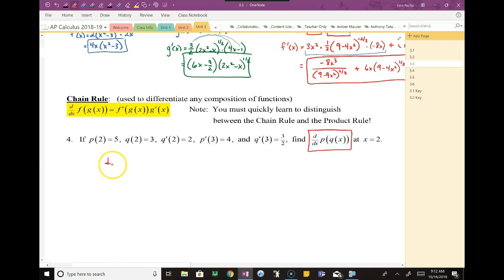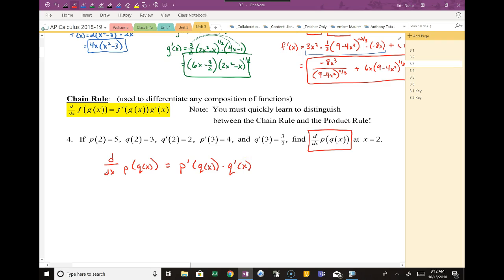I'm going to write the notation correctly so you can see how this works. The derivative of p of q of x equals the derivative of the outside, so deriving the outside is going to be p prime of q of x, times what? What's the derivative of the inside? Derivative of q of x, good. So that's my notation.